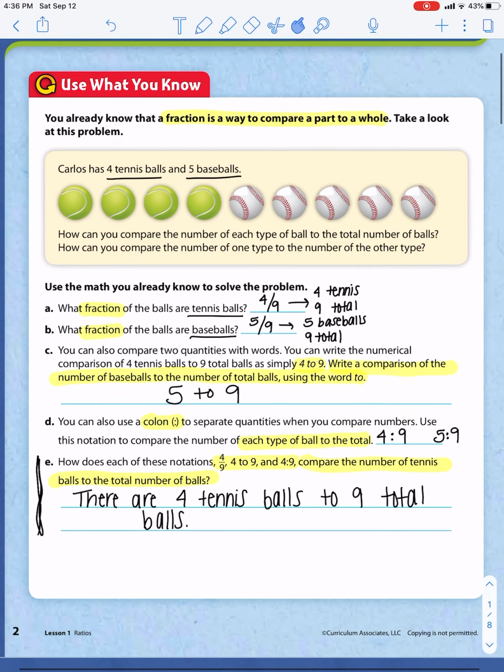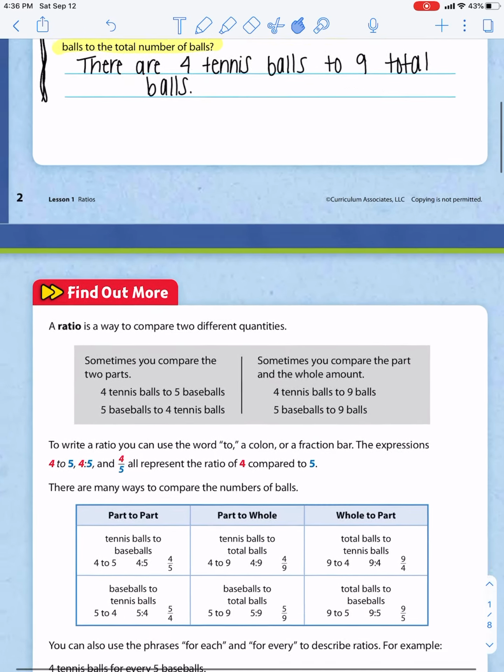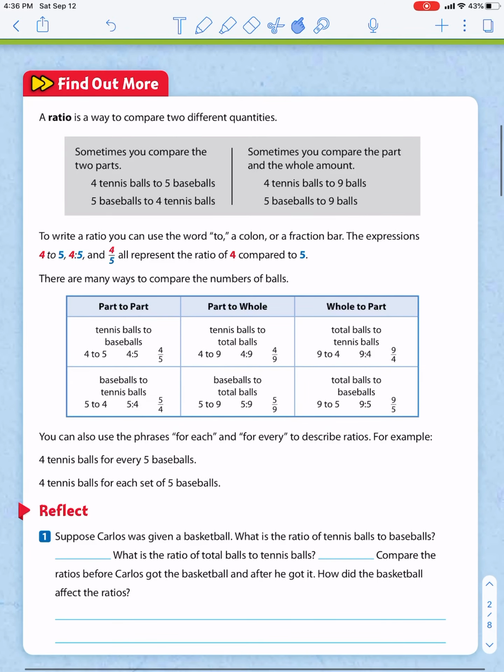So that was page number 1. We are moving on to page number 2 now. Oh my gosh, look at this. Now we've got a definition. A ratio is a way to compare 2 different quantities. All right, so there's 2 different ways that you can do this. Sometimes you can compare the 2 parts. So the 4 tennis balls to the 5 baseballs, or the 5 baseballs to the 4 tennis balls.